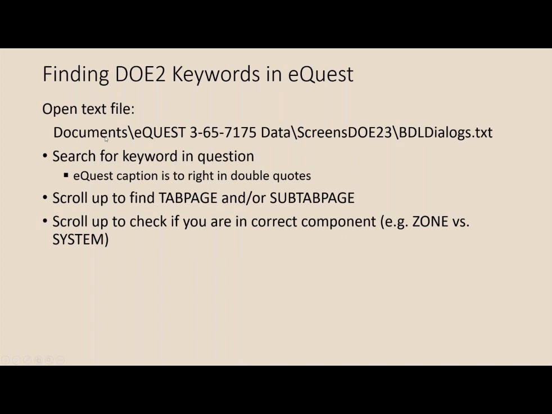One thing is there's this file available in the eQuest release called bdldialogues.txt. You can search for the DOE23 keyword, if you can't find it in the interface, and follow this process looking through that file to find what tab it's in and what sub-tab. And if you're going through that process, you need to make sure you're looking at the correct components. For example, some keywords apply to both zone and system, so you need to make sure you're following the logic for the correct one.